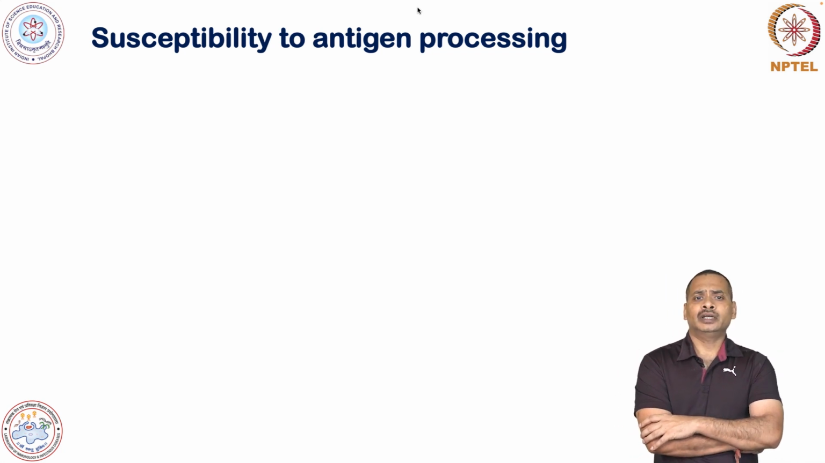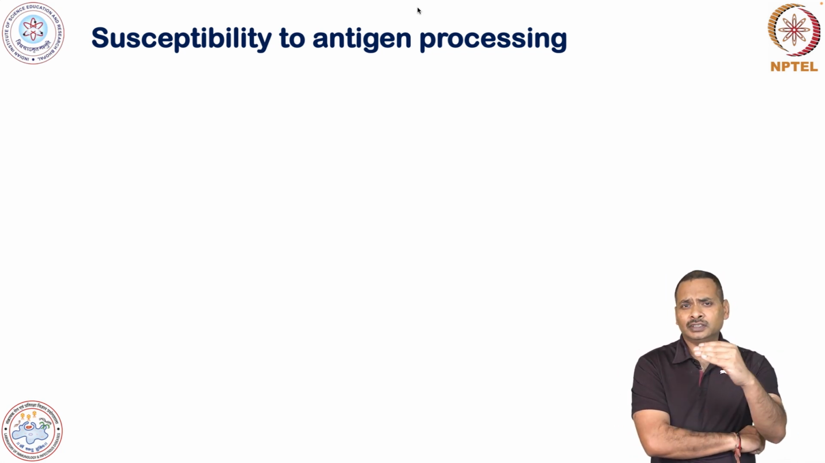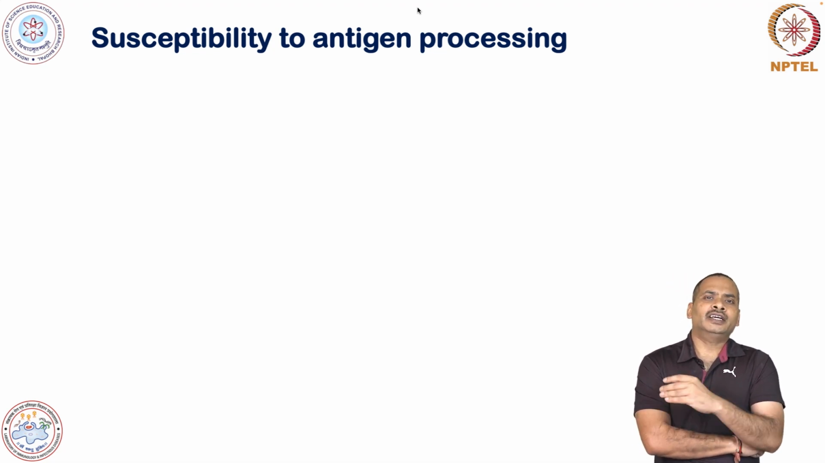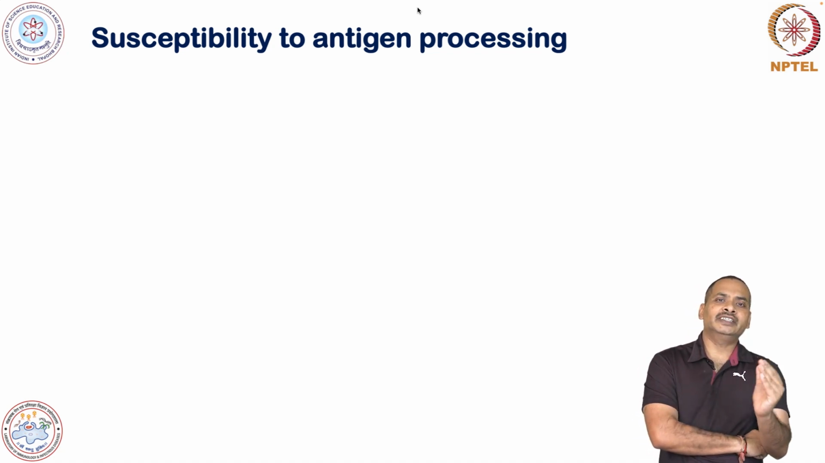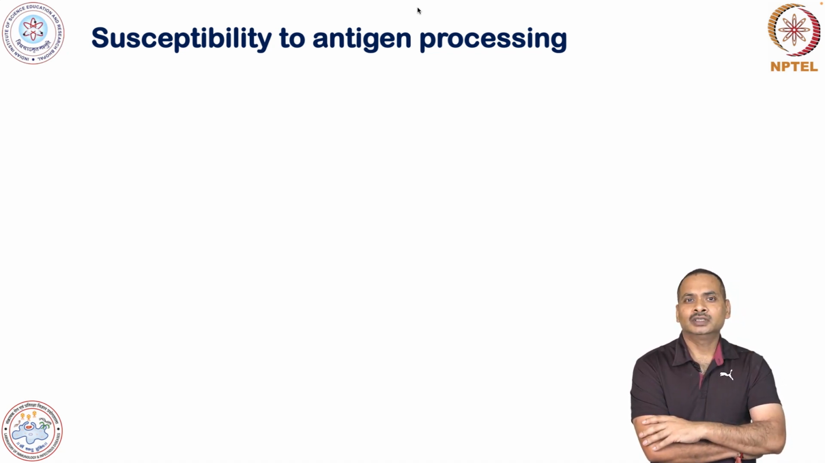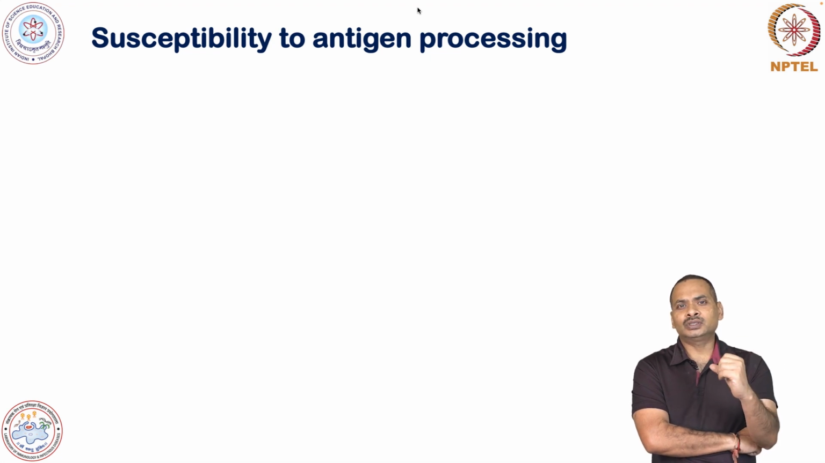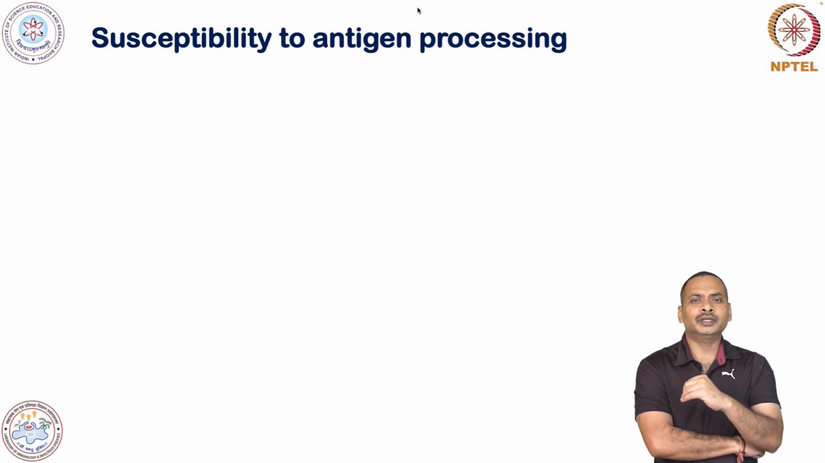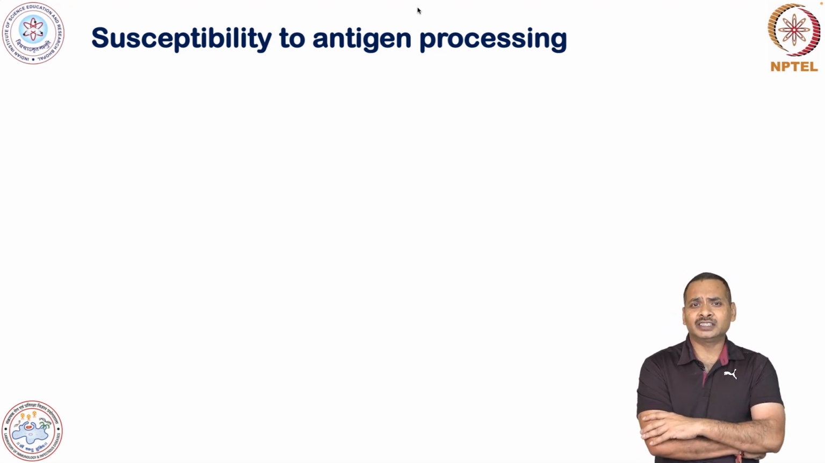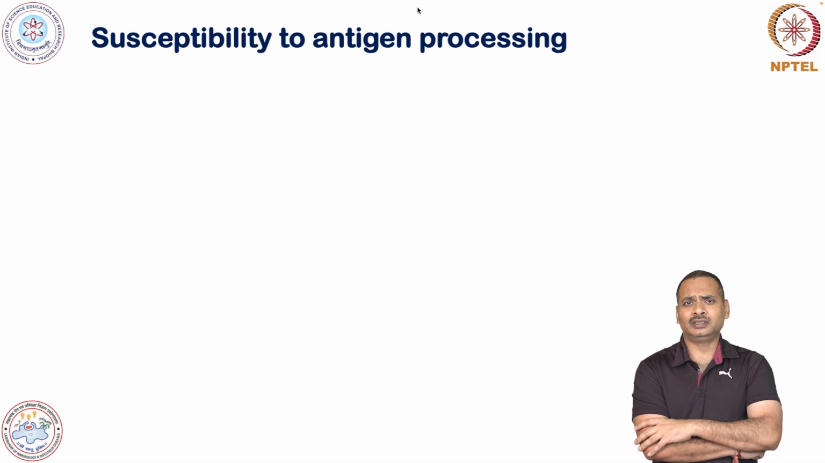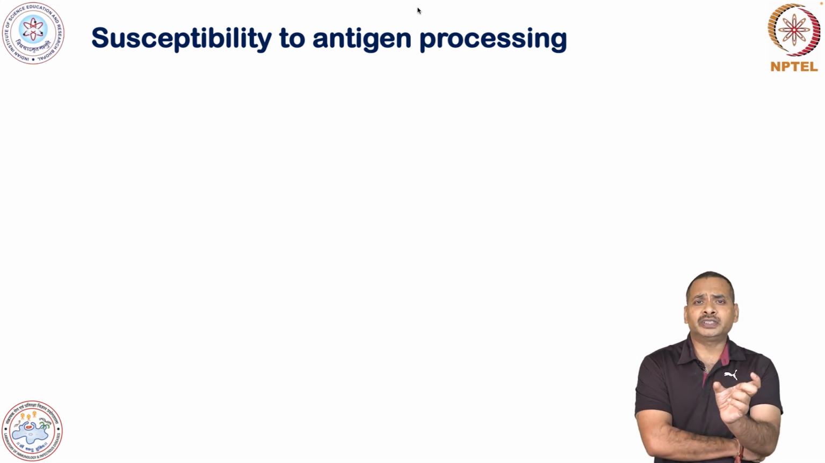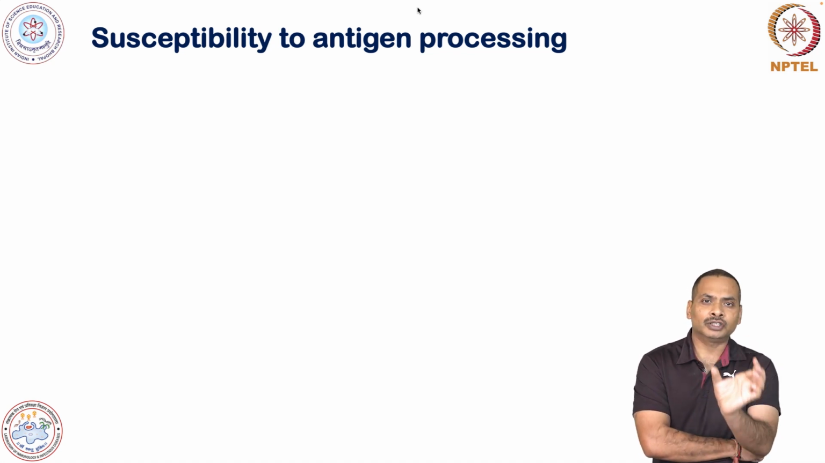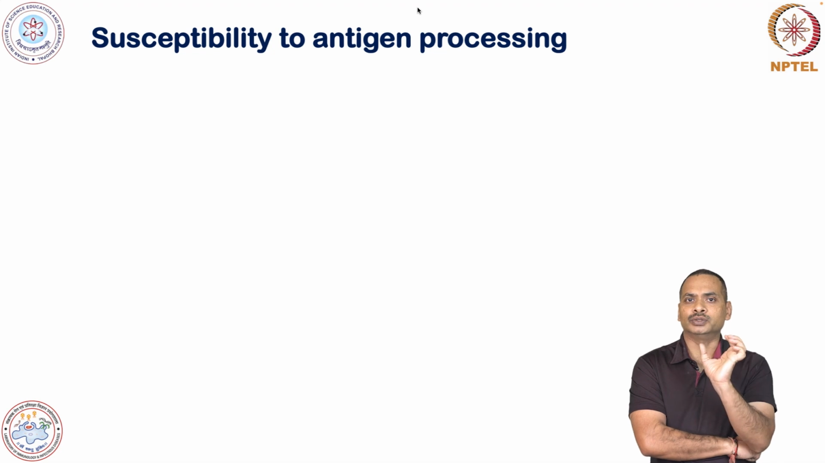Susceptibility to antigen processing is also very important. I have explained briefly how the antigen is processed. Bacteria is phagocytosed, then it goes into the endosome, endolysosome or phagolysosome, and over there this bacteria is broken down into small pieces, and some of these peptides are presented. I am talking particularly about the protein molecules.